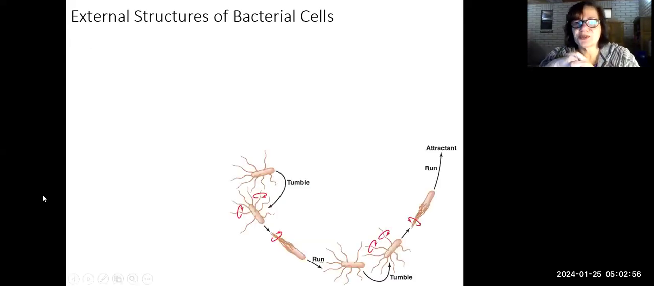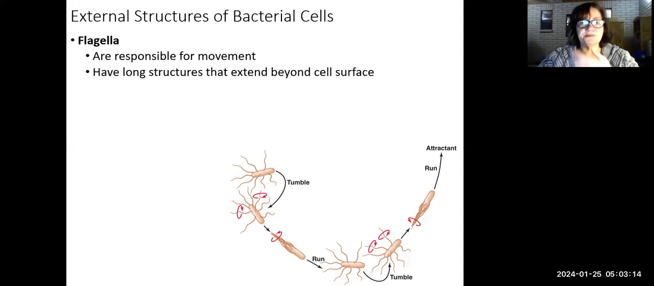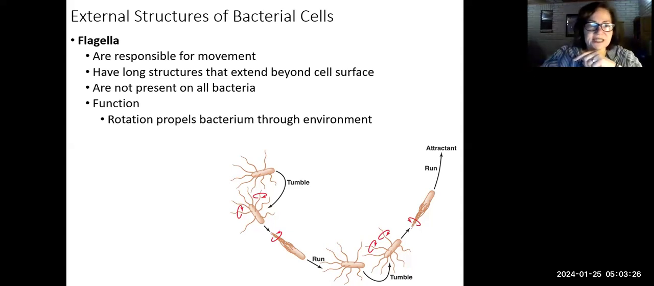All right, some more external structures of bacterial cells. These have to do with locomotion. Some bacteria have flagella, singular is flagellum. These are responsible for how some bacteria can move around. So there are these long structures that extend well beyond the cell surface. Not all bacteria have them. Their function is to move. And so that's kind of cool.